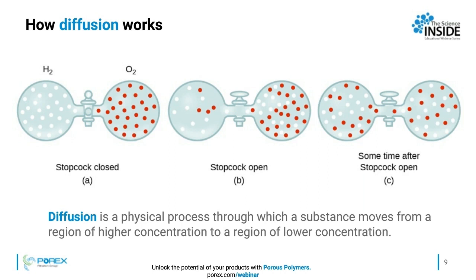If you look at the image here on the slide, you can see molecules of two different substances separated in different containers. When you open the valve between the containers, diffusion occurs where regions of high concentration of one molecule move into regions of lower concentration into the other molecule, creating an equilibrium.